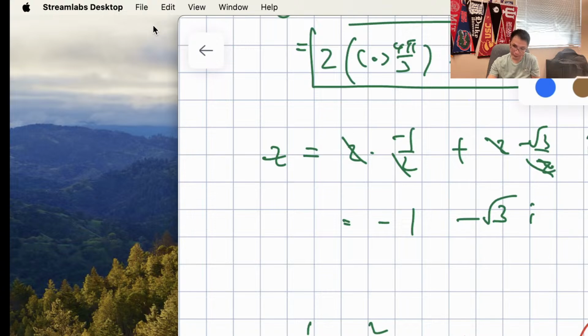4 pi over 3. Is that okay? Plus i sine of 7 pi over 4 plus 4 pi over 3. And this one is going to be 4 root 2.